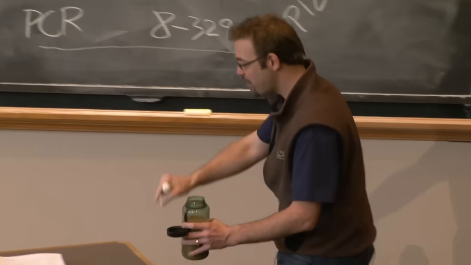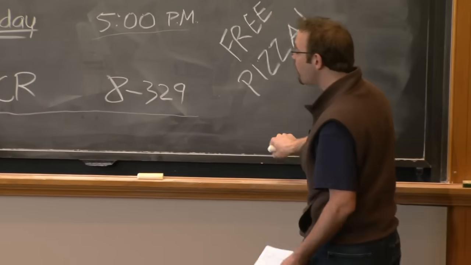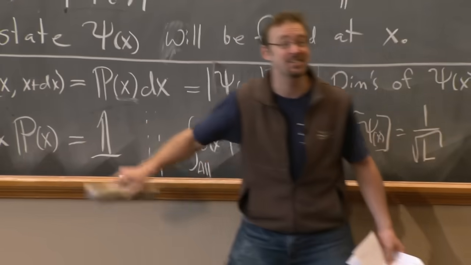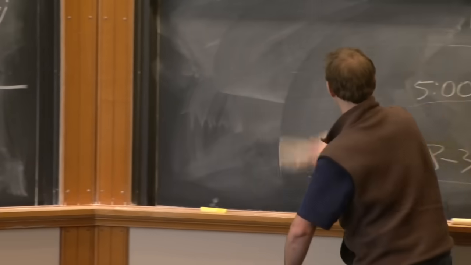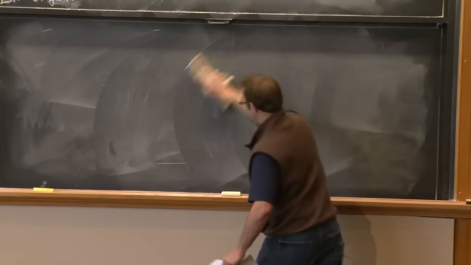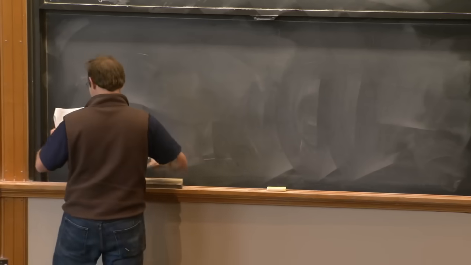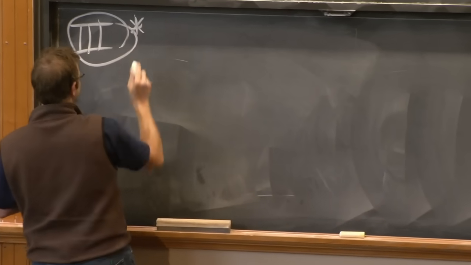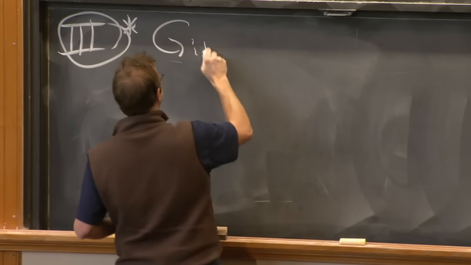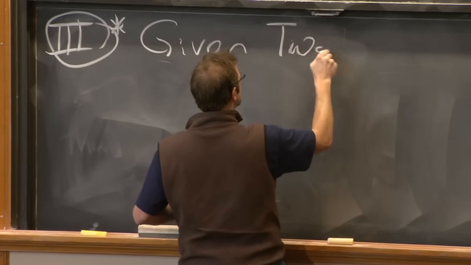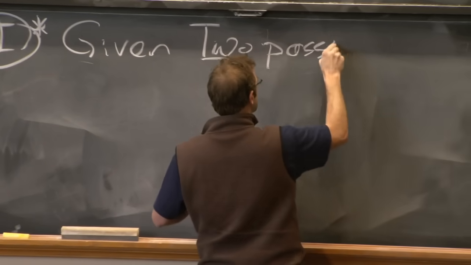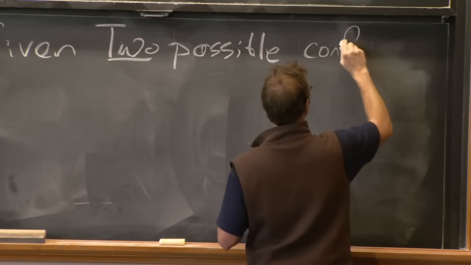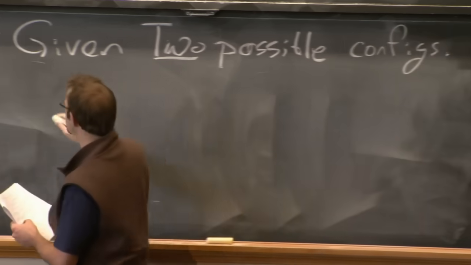Everything. The two-slit experiments, the box experiments, all the cool stuff in quantum mechanics, all the strange and counterintuitive stuff comes directly from the next postulate. So here it is. I love this. Postulate 3. Put a star on it. Given two possible wave functions or states, I'll say configurations, of a quantum system.